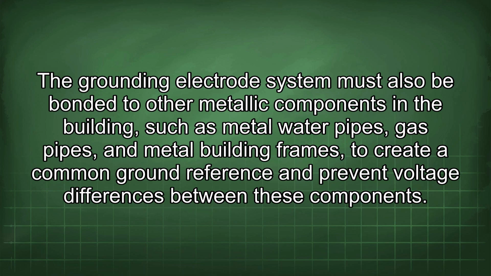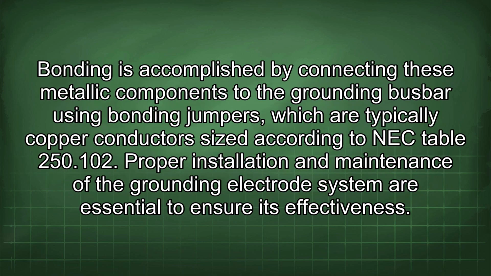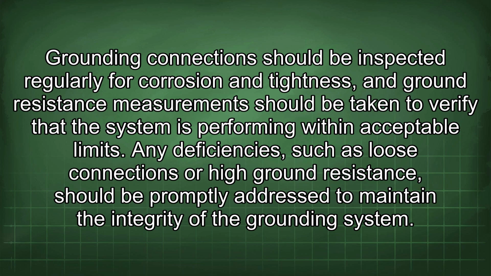The grounding electrode system must also be bonded to other metallic components in the building, such as metal water pipes, gas pipes, and metal building frames, to create a common ground reference and prevent voltage differences between these components. Bonding is accomplished by connecting these metallic components to the grounding busbar using bonding jumpers, which are typically copper conductors sized according to NEC Table 250.102. Proper installation and maintenance of the grounding electrode system are essential to ensure its effectiveness. Grounding connections should be inspected regularly for corrosion and tightness, and ground resistance measurements should be taken to verify that the system is performing within acceptable limits.